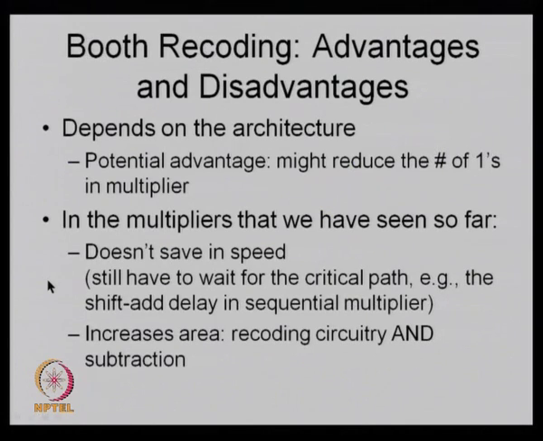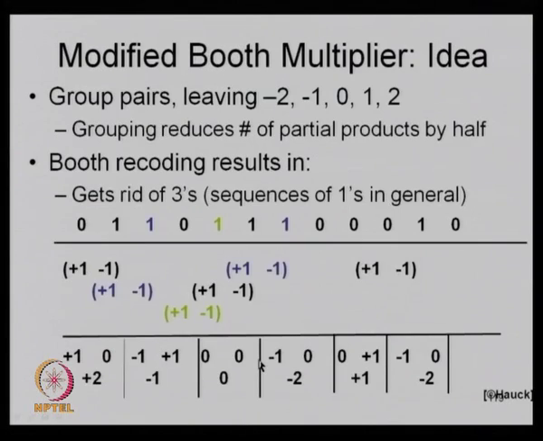Before we go to this, the Booth recoding, its advantages and disadvantages depend on the architecture. Potential advantage: it might reduce the number of 1's in the multiplier. The multiplier that we have seen so far does not save in speed. We still have to wait for a critical path, and it increases area, recoding circuitry and subtraction. So, a new idea was figured out. Okay. So, what do we do really in the coding part? So, I may actually show you how I code it as an example.